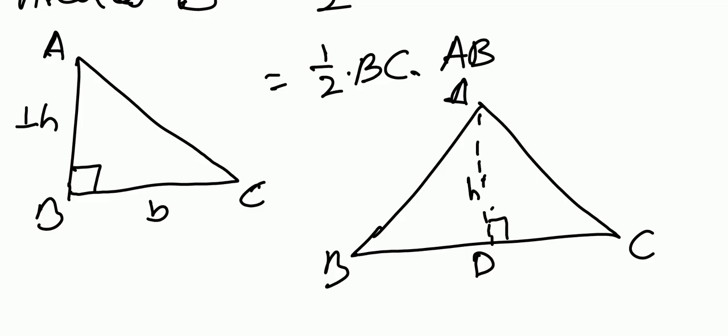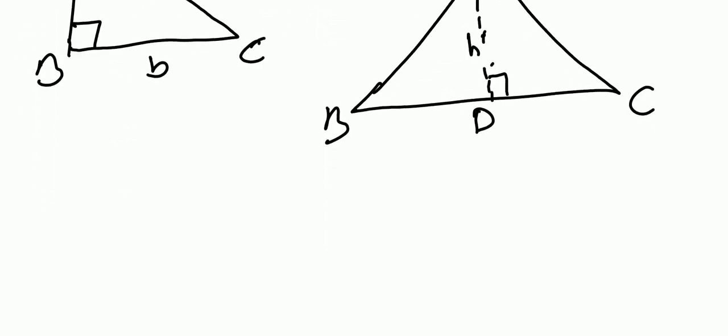You can just take your base as BC, then your height is H, right? Or you can calculate the area of ABD and ACD. So the area of ABD will be half H multiplied by BD. Base is BD, perpendicular height is H, which is AD, right? And calculate the area of the other triangle, which is ACD. Then add those two areas, you're going to find the area of your ABC, right? Okay. Now let's continue.